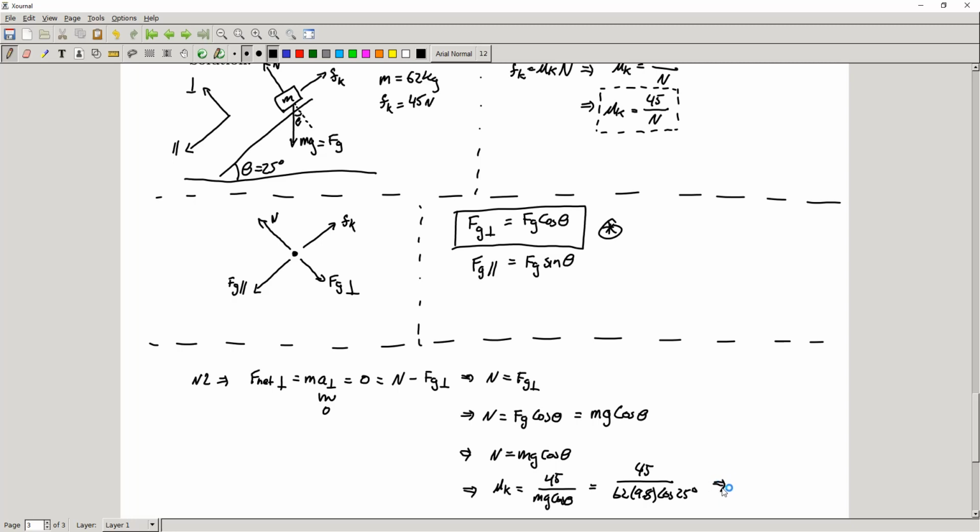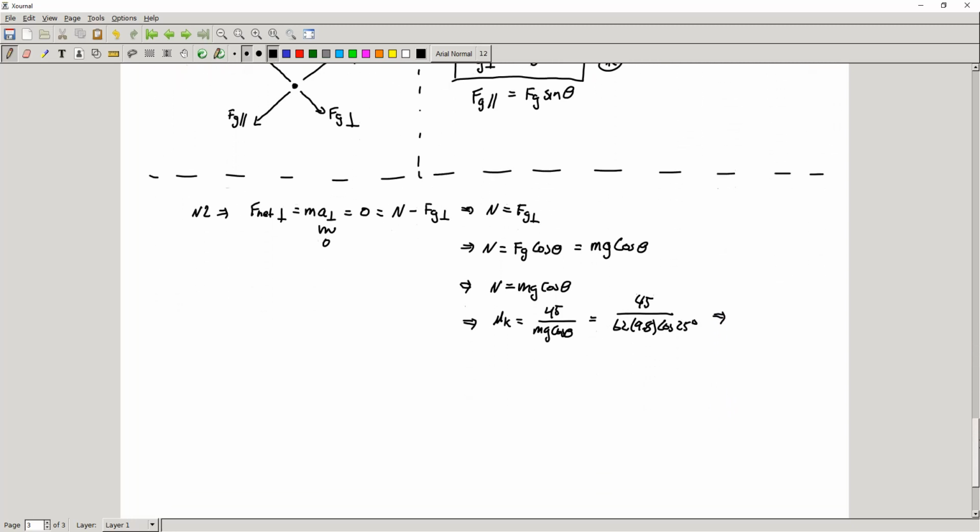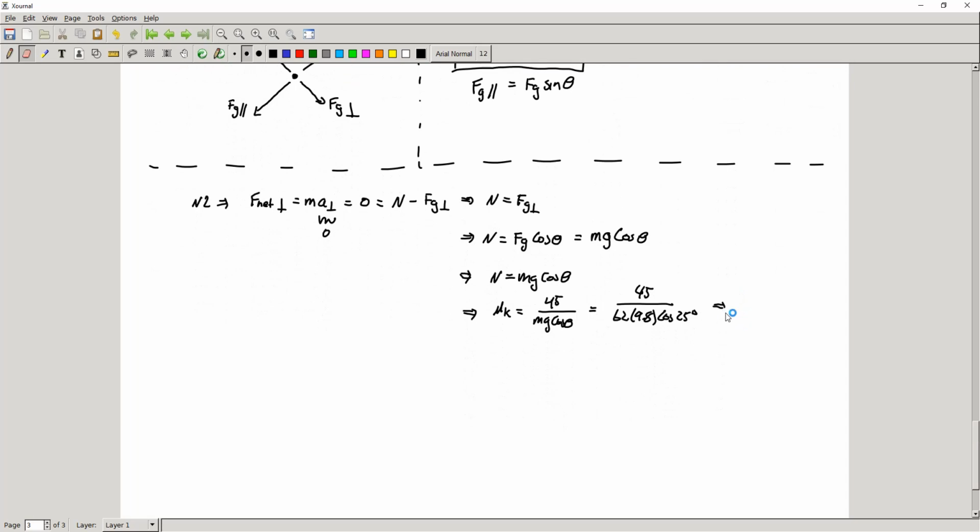If you entered in those numbers, you would find that mu k is equal to 0.082. And again, these mu's are coefficients of friction, either kinetic or static. They have no units, so that's our answer. Okay? And that's pretty much all we're going to do in this video.